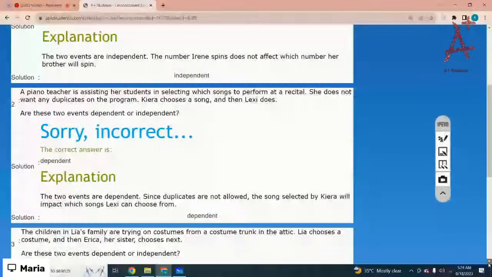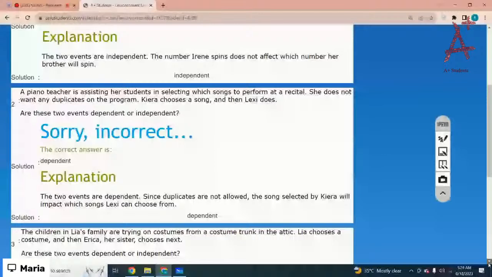A piano teacher is assisting her students in selecting songs to perform at recital. She does not want any duplicates on the program. Kira chooses a song and then Lexi does. Are these events independent or dependent? They are dependent, right? For example, if you have four songs, I selected one. Now it's your turn. You have now three options, not the total, right? So I selected one. When the list is with you, you have now just three options because I have already selected one, right? So that means that they are dependent events.